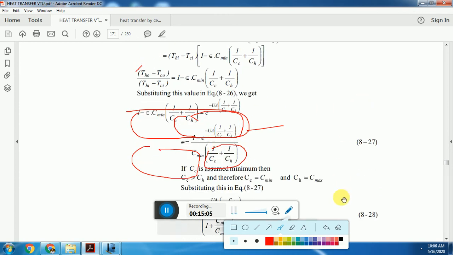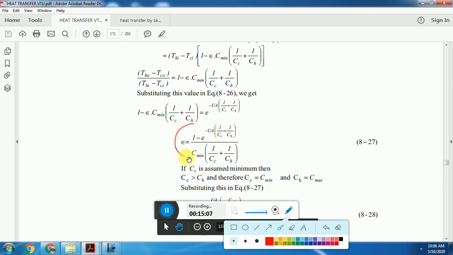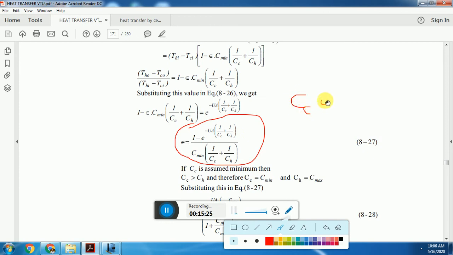Further, if I simplify here, for epsilon, which is nothing but effectiveness, I will get it as 1 minus e raised to minus UA into 1 by Cc plus 1 by Ch, divided by Cmin. Cmin is the minimum of Cc or Ch, whichever is minimum. Cc is nothing but mass flow rate of cold fluid into specific heat of cold fluid, that is m of c into Cp of c. Ch is nothing but mass flow rate of hot fluid into specific heat of hot fluid. Cmin is the minimum of those values.